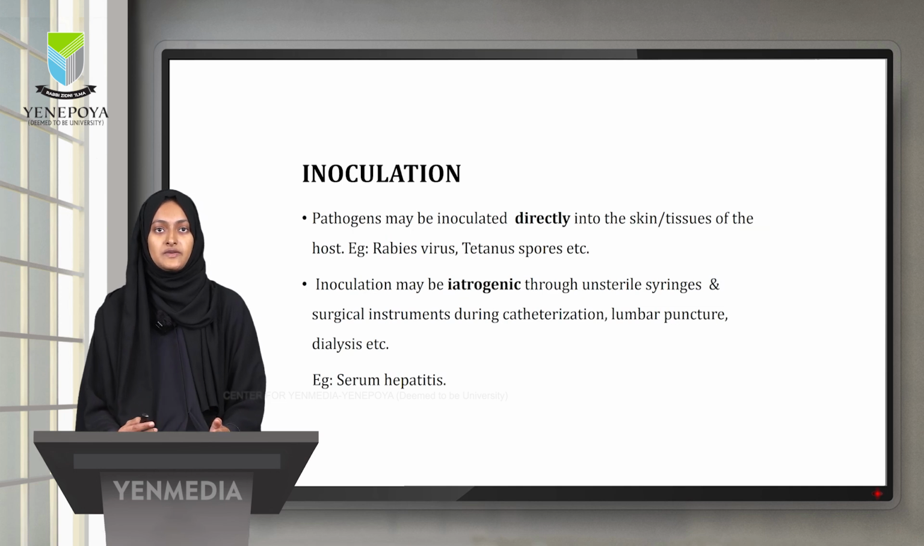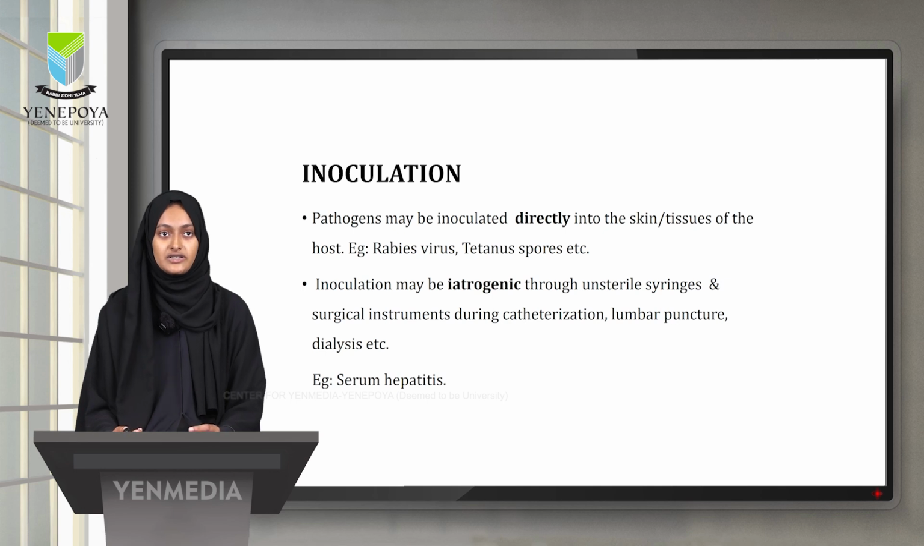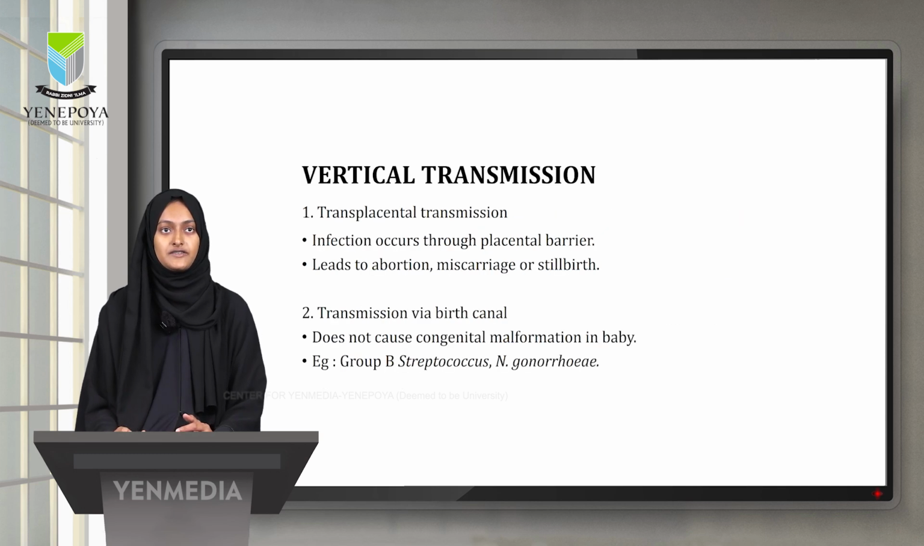Inoculation. Pathogens may be inoculated directly or through the iatrogenic mode. Directly, it can be inoculated into the skin or tissues of the host, for example rabies and tetanus spores. Rabies virus, as I told earlier, by the bite of the rabid animal, and tetanus spores are inoculated directly into the tissues through abrasions in the skin. Inoculation may be iatrogenic through unsterile syringes and surgical instruments during procedures like catheterization, lumbar puncture, dialysis, etc. An example is serum hepatitis caused by hepatitis B virus.